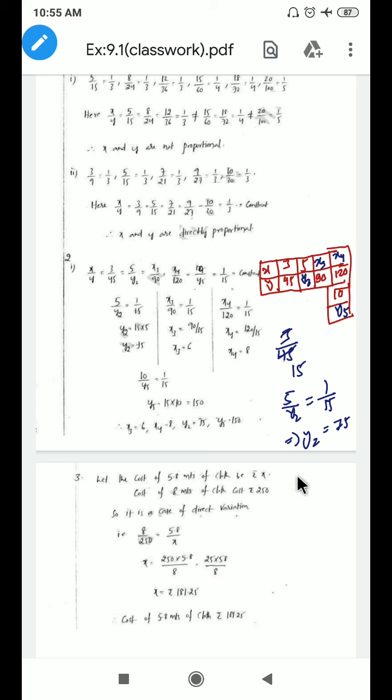In the similar way, x3 by 90 will also be 1 by 15. Now cancel out the numbers, this will be 6. If you do cross multiplication, then x3 will be 6. In this way you can solve the left part.